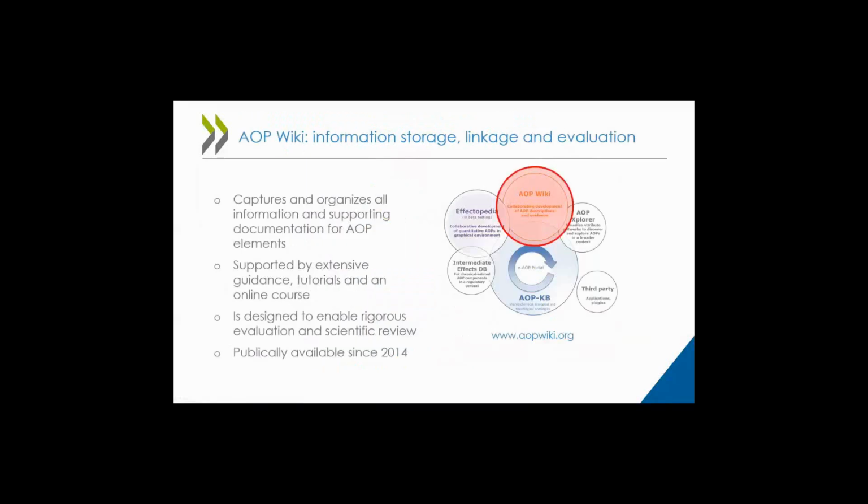The AOP Wiki is a database for capturing and organizing all information and supporting documentation for key events and key event relationships. As the name indicates, the AOP Wiki is wiki-based, and like Wikipedia, is meant to be crowdsourced and developed by as many people as possible around the world. The wiki is supported by extensive documentation, tutorials, and an online course. It's designed to enable rigorous evaluation and scientific review of the biological information. It's been publicly available since 2014.